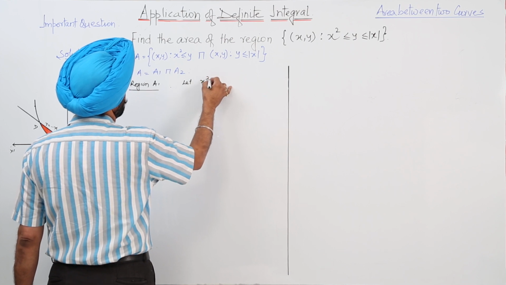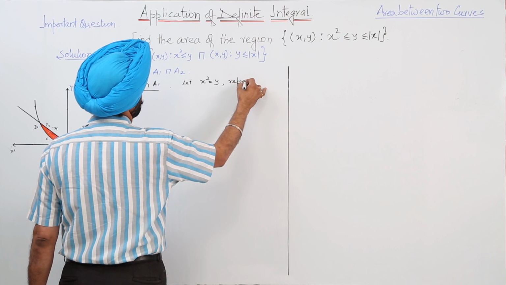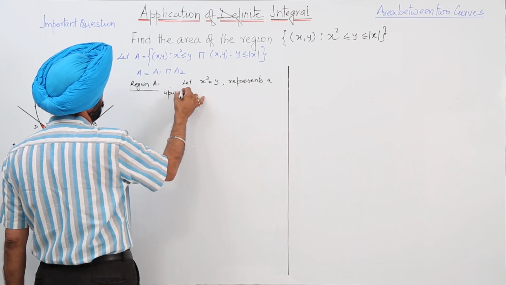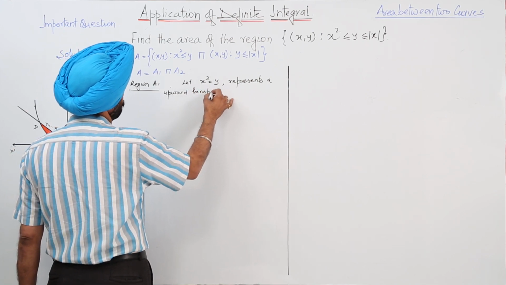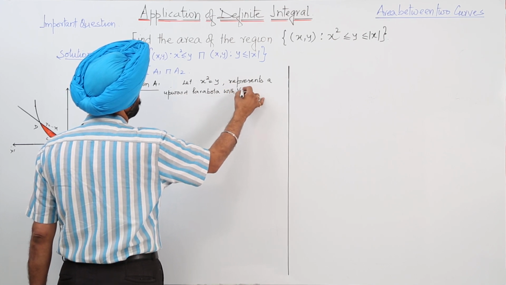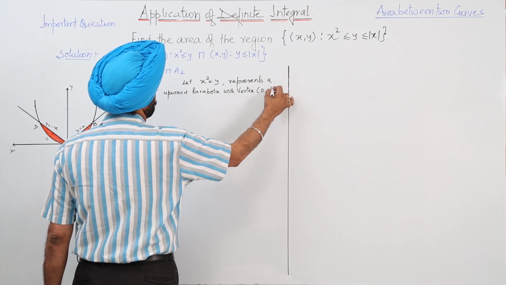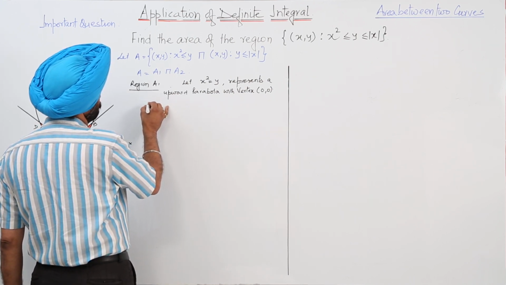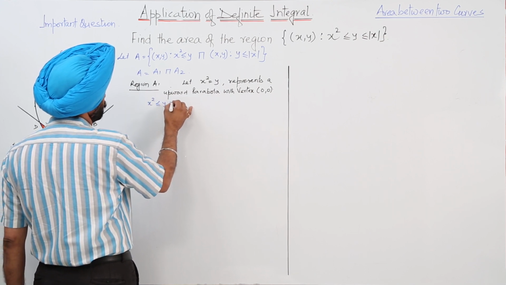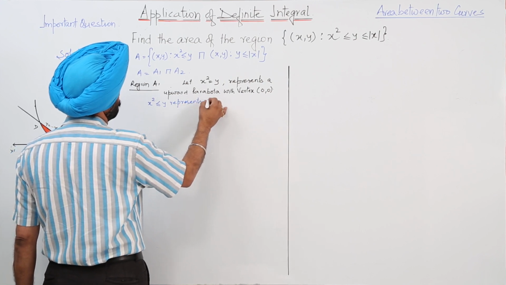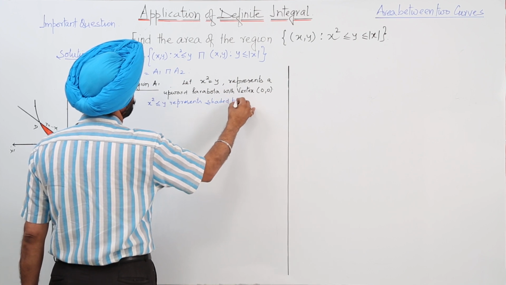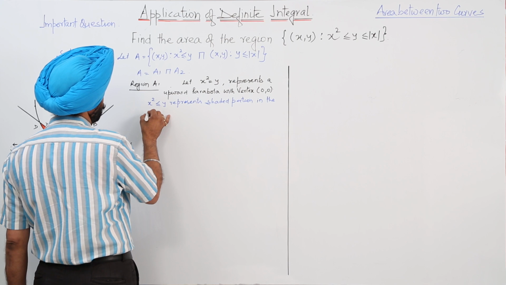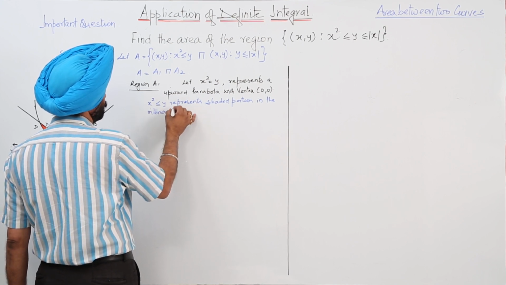region A1, let x² = y represent an upward parabola with vertex at the origin. x² ≤ y represents the shaded portion in the interior of the parabola.